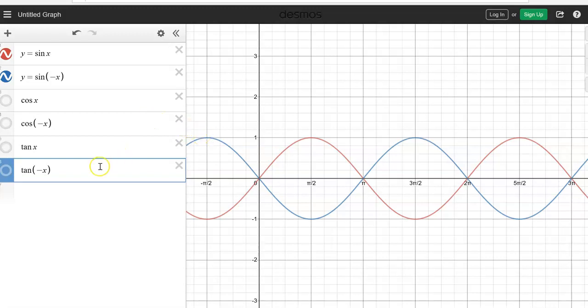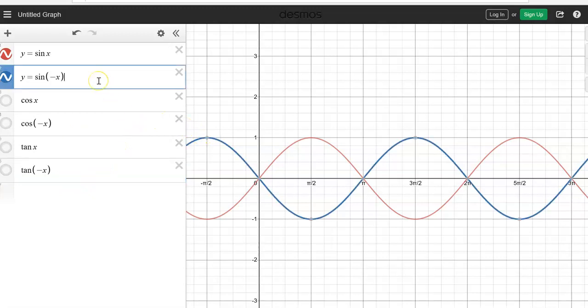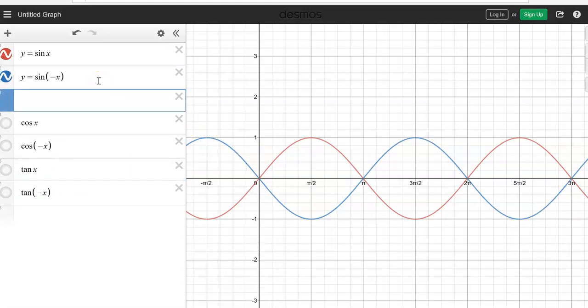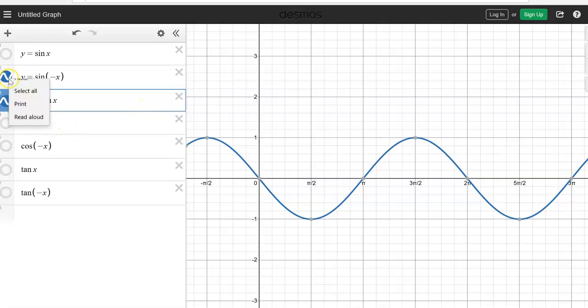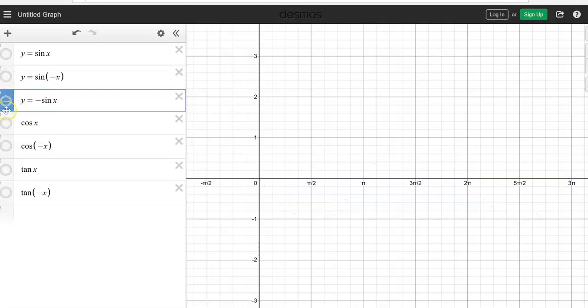negative. So let me add this equation, y equals negative sine of x, and it gives you the exact same graph. So sine of negative x and negative sine of x will end up being the same, because it's basically a reflection over the x-axis, or the y-axis is the same in this case. With the other trig ratios as well, let's look at cosine.